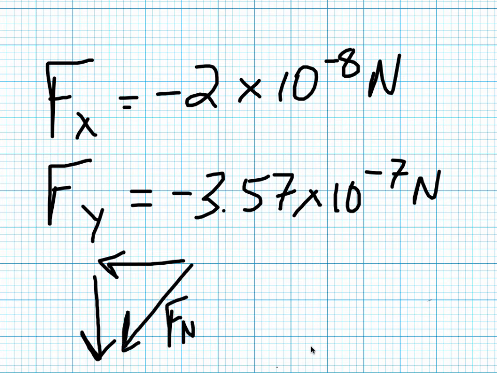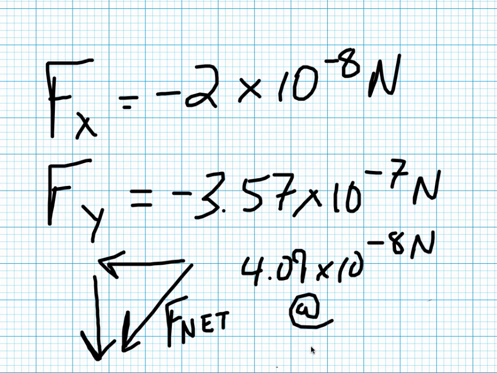To solve for that net force, you take both of those components, square them, add them, and take the square root, and you should end up with around 4.09 times 10 to the minus 8th newtons. Using your trig, you should get about 60.7 degrees in that down-left direction. That's how you solve for forces with multiple charges in more than one dimension.